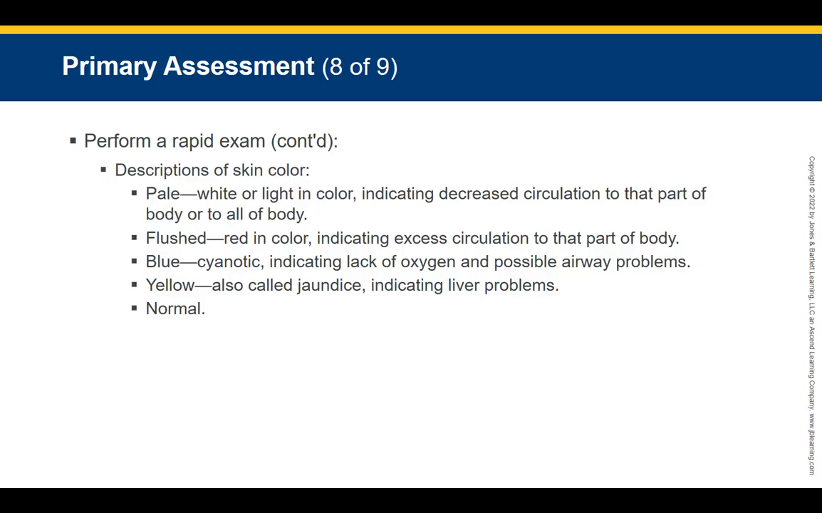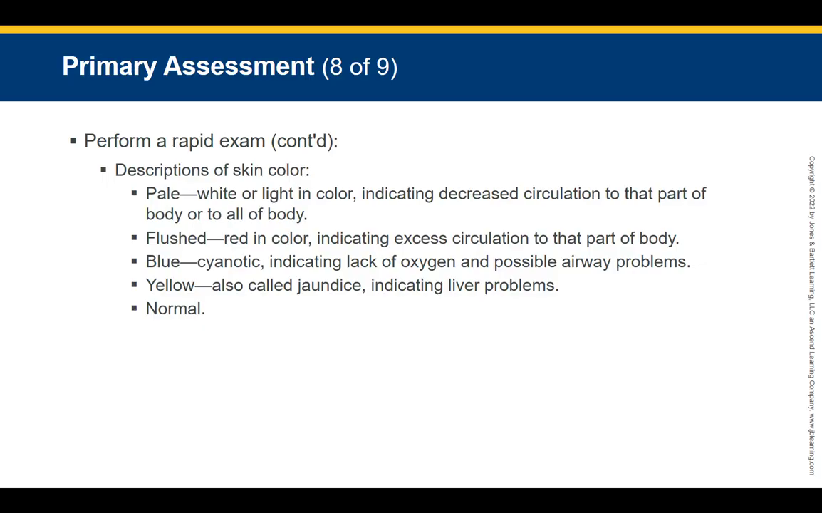Now, as I'm going through here, I'm looking for, what kind of skin color do I have? A pale color, or a white color, indicates I don't have good circulation to that area, right? I'm not even getting blood to that area for whatever reason. Either it's shunting away, or it's bleeding out, or whatever else. A red color, a flush color, indicates maybe I've got too much circulation to that part of the body, or I'm too hot, or so forth.